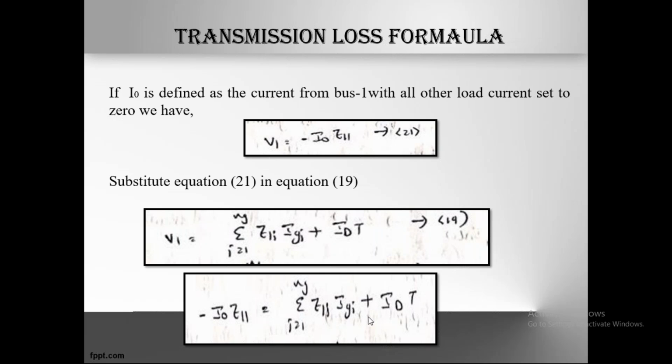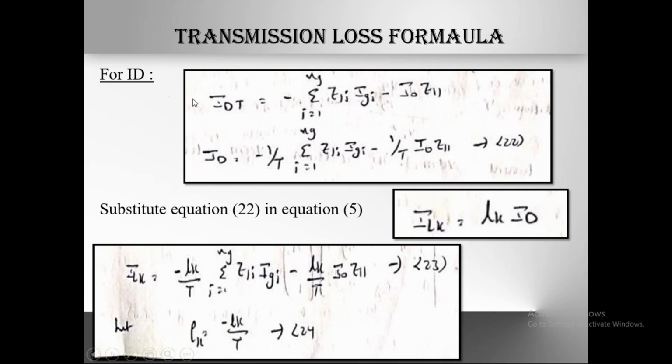Right. See, from this equation, we have to derive that ID equation. That is the total load current. Now, for applying the ID value, we have to solve the previous one, that is equation 21. We have to solve like this. So finally, we got that ID is equal to 1 by T summation of this one. And this is the total load current, right?